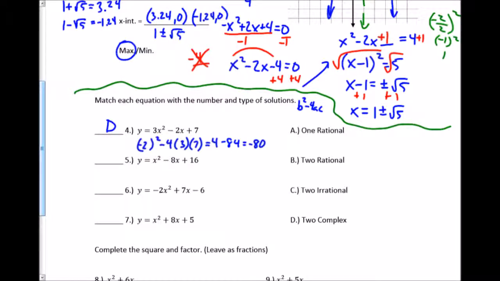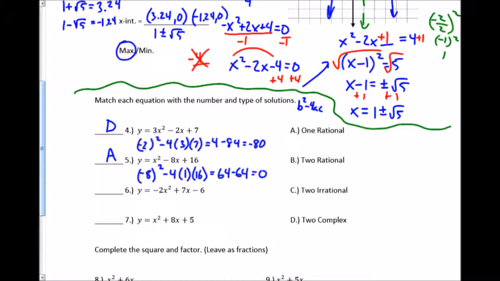For the next one, I do the b squared minus 4 times a, which is 1, times c, which is 16. So I end up with 64 minus 64, which is 0. When the discriminant is 0, it means I have one rational solution, because again, it takes away that plus or minus effect, so I'm left with one thing.